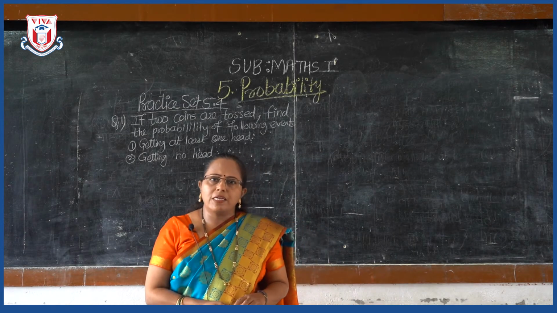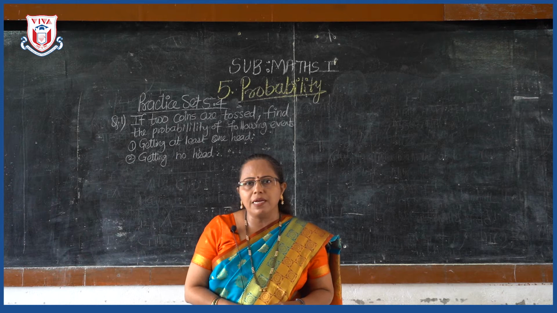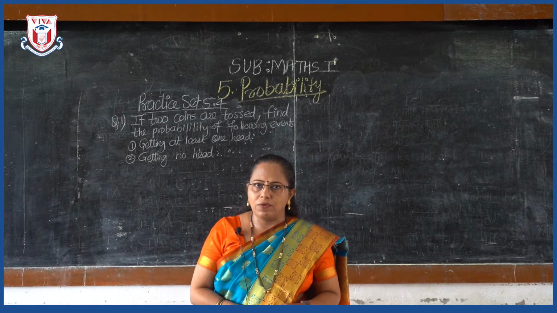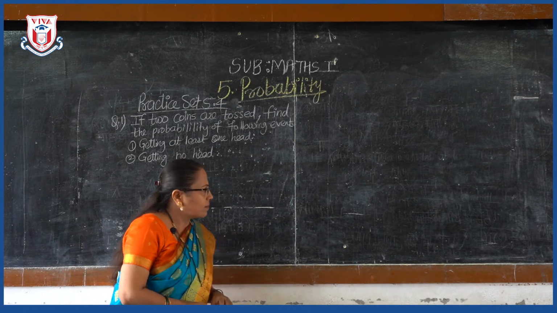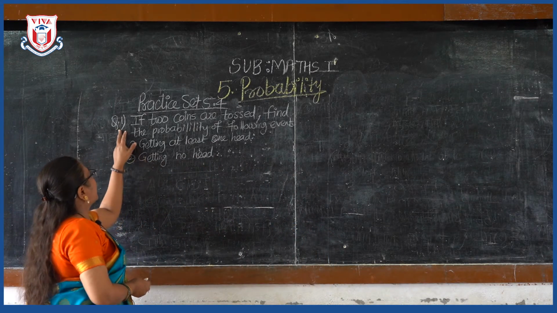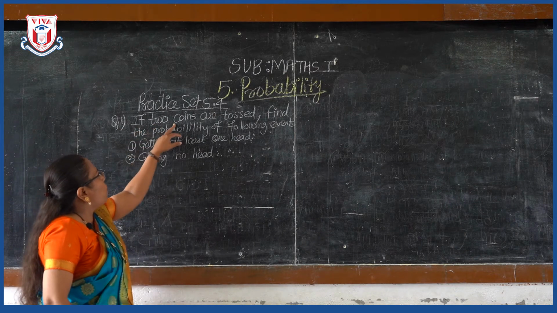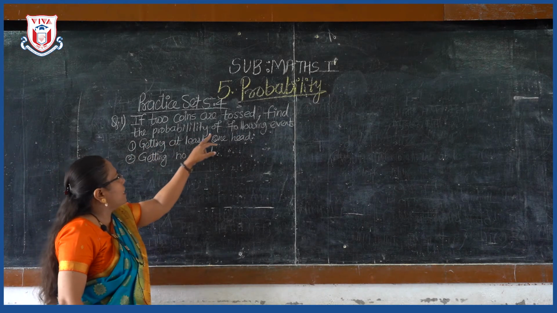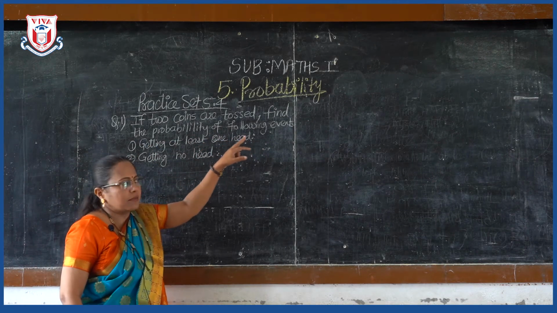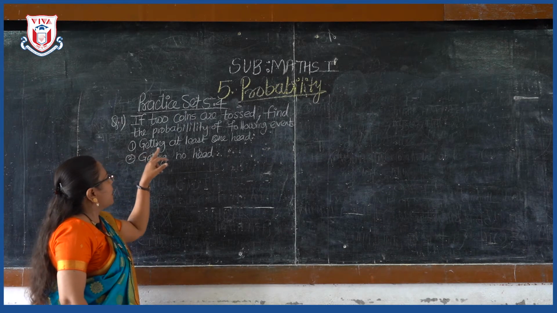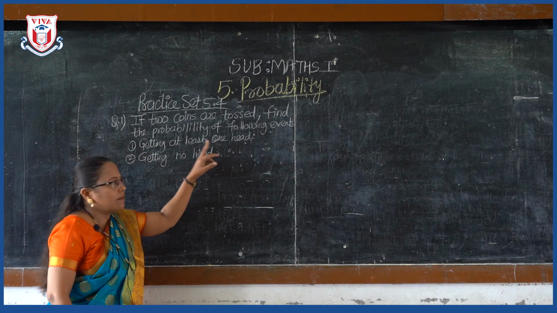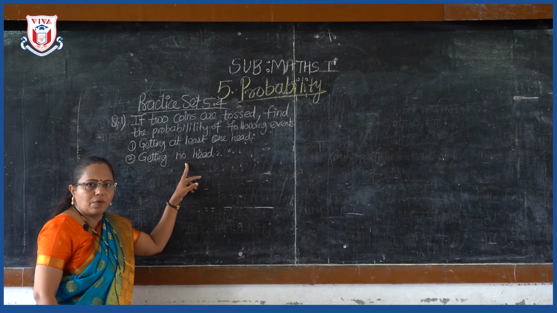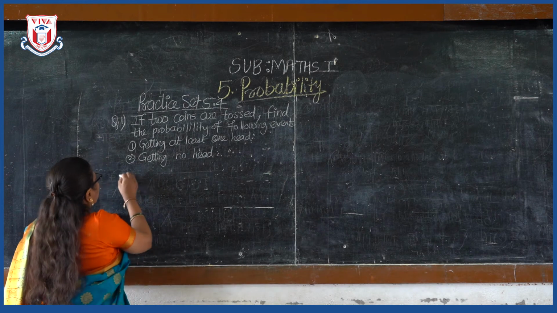Students, now let us solve practice set 5.4, which is related to probability of an event. Let us solve question number 1. If two coins are tossed, find the probability of the following events. First event is getting at least one head and second event is getting no head. Let us start the solution.